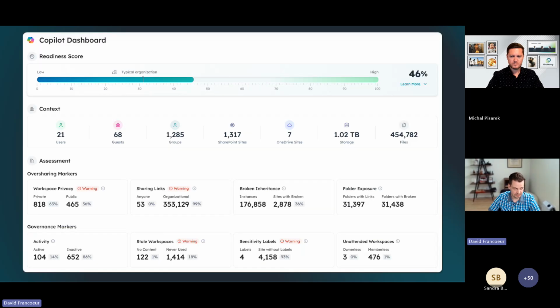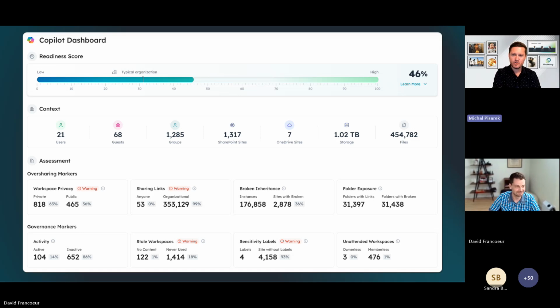Another thing we recently launched is our Copilot dashboard, and this brings together a lot of the information that we have now at the site level up to more of a tenant level. And we have full counts for you. So how many total instances of broken inheritance do you have across your entire tenant? How many total anyone links do you have across your entire tenant? Again, this is the really interesting, eye-opening one where customers say, trust me, Michael, trust me, David, we have 0 anonymous links. We light up this dashboard and we see a very different story here.